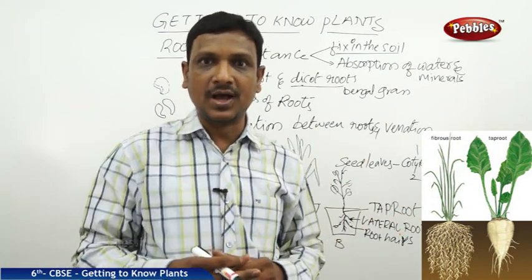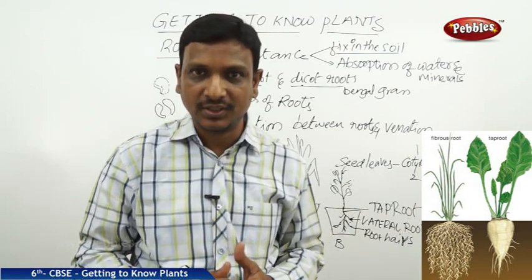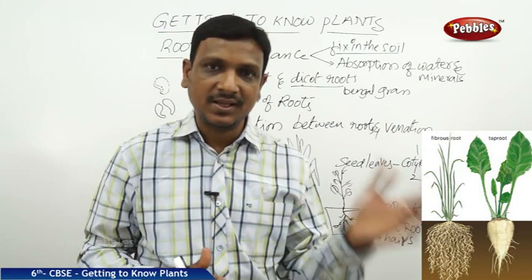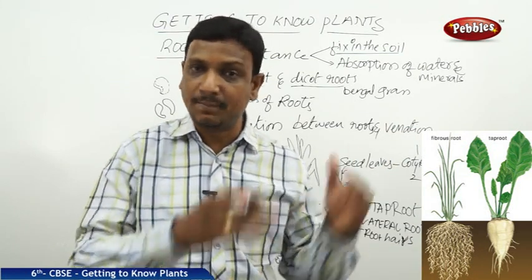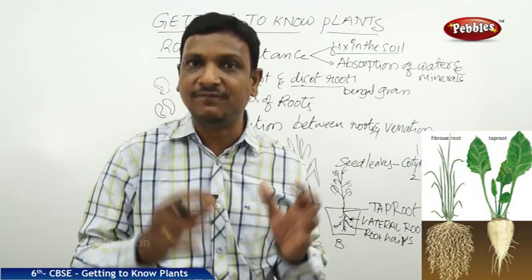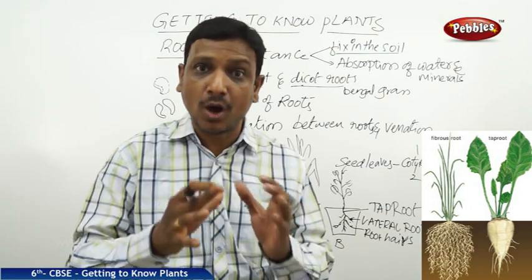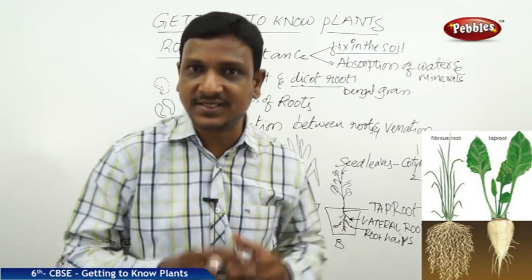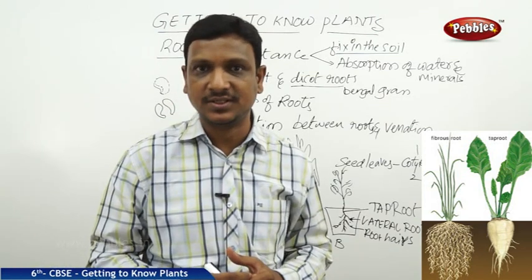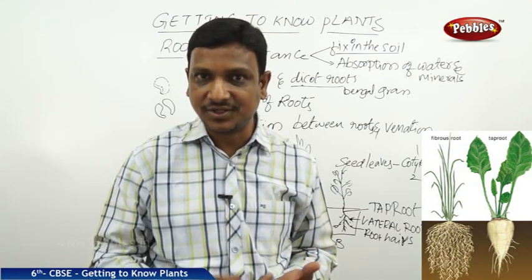Okay. So now here we are trying to find out the relation. Is there any connection between the kind of root system and the type of venation? In the beginning part of this lesson, when we studied the leaf, we studied the venation of leaves, the pattern of veins, the network of veins, how they are arranged in the leaf. There we found two types of venation. What was that? Parallel venation and reticulate venation.